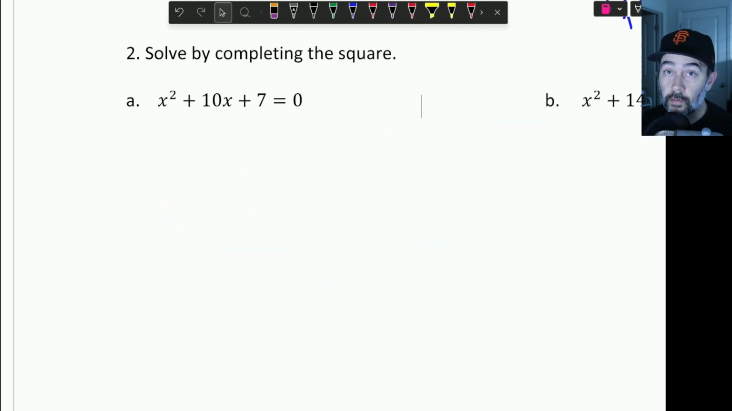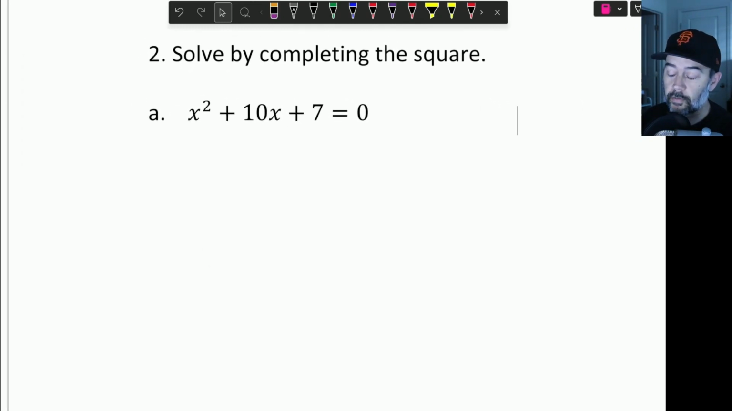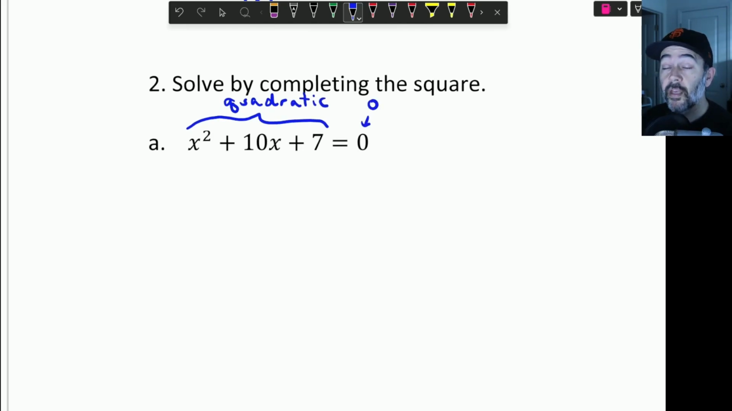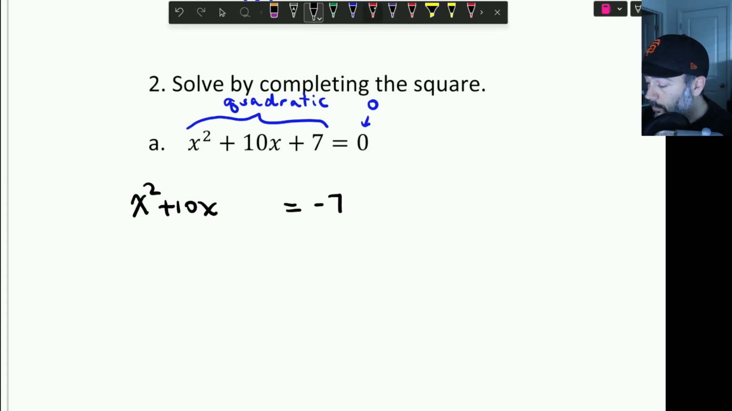Okay, so how do we use completing the square to solve equations? Let's look at that. If you have an equation where you have a quadratic polynomial expression, and it's an equation because I've set this equal to 0, if you're solving a quadratic equation where you've got everything on one side and it's equal to 0, you can complete the square to solve it. Let's do it. x squared plus 10x plus 7. The first thing you want to do is subtract 7 to move the constant to the other side.